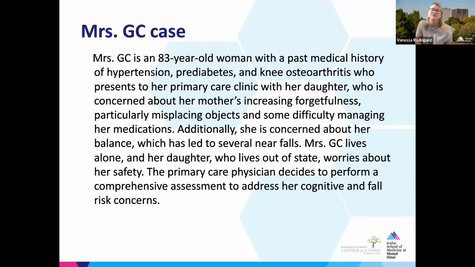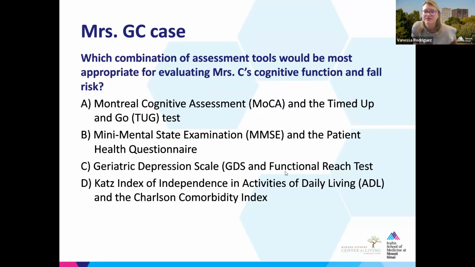Mrs. GC lives alone, and her daughter, who lives out of state, worries about her safety. Similar encounter we've had in primary practice. And so the primary care provider decides to perform a comprehensive geriatric assessment to address her cognition and fall risk concerns. So which combination of assessment tools would be most appropriate for evaluating Mrs. GC's cognitive function and fall risk?